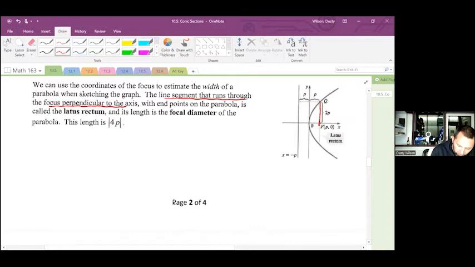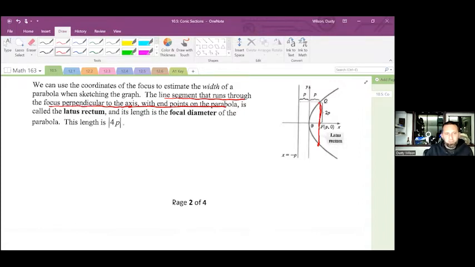Perpendicular to the axis with endpoints on the parabola. So we want to go all the way from end to end. This is called the latus rectum, and its length is the focal diameter of the parabola. This length is the magnitude of 4p.